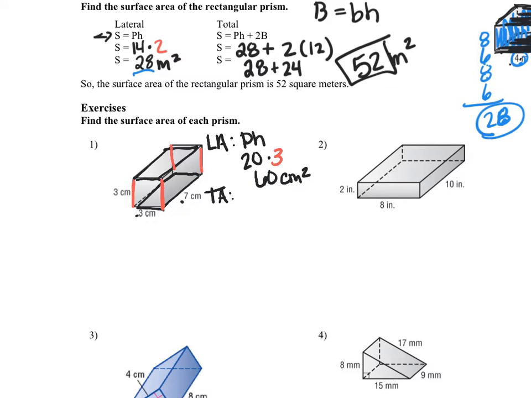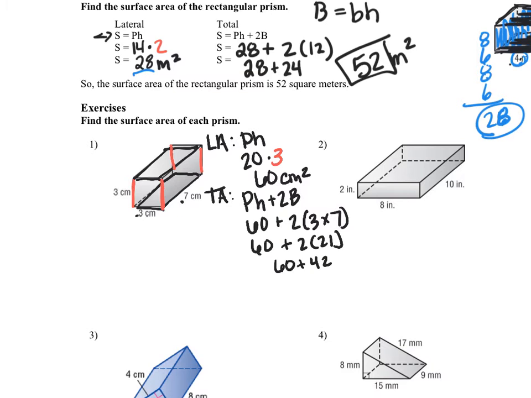Okay. So total surface area, remember, is PH plus 2B. So what happens if you mess up your first number? Then your second number is going to be wrong if you reuse it. Are you with me? But if I'm going to reuse that number, I'm going to say 2 times the area of the base. Well, the area of the base is 3 times 7. 3 times 7 is 21. 21 times 2 is 42. 60 plus 42 is 102 centimeters squared.